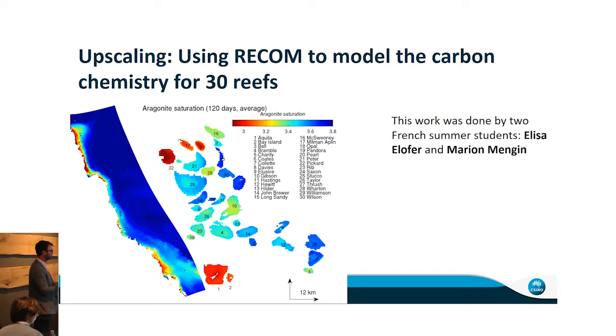And they looked at the aragonite saturation of these reefs over a period of time. This allowed us to look at what the impact of OA was at reef scales that were unresolved in both the GBR4 and GBR1 models. Each of these reefs takes approximately half an hour to construct using RECOM. So we've done 30 reefs with 2 students so far. We were wondering if we can upscale this by having a number of other students in the future.